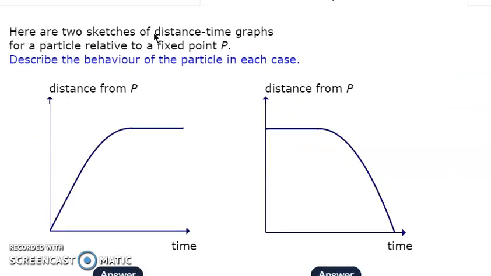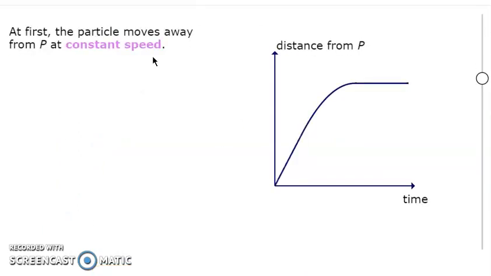Here are two sketches of distance-time graphs for a particle related to a fixed point P. Describe the behavior of the particle in each case. See here, this line shows the distance from P and this is showing time. So distance from P. Now describe the behavior of the particle in each.